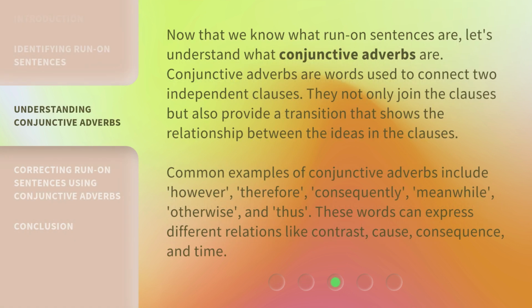Now that we know what run-on sentences are, let's understand what conjunctive adverbs are. Conjunctive adverbs are words used to connect two independent clauses. They not only join the clauses but also provide a transition that shows the relationship between the ideas in the clauses. Common examples of conjunctive adverbs include however, therefore, consequently, meanwhile, otherwise, and thus. These words can express different relations like contrast, cause, consequence, and time.